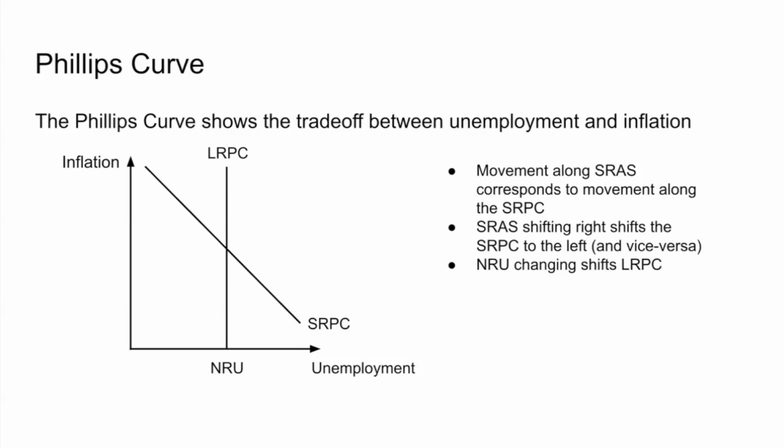And the long-run Phillips curve is vertical at the natural rate of unemployment. And if the natural rate of unemployment changes, then the long-run Phillips curve will change. So the intersection between the long-run Phillips curve and the short-run Phillips curve shows the long-term equilibrium.